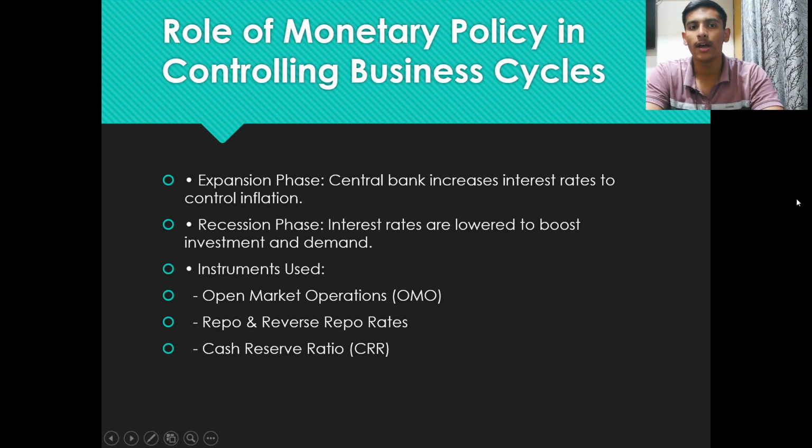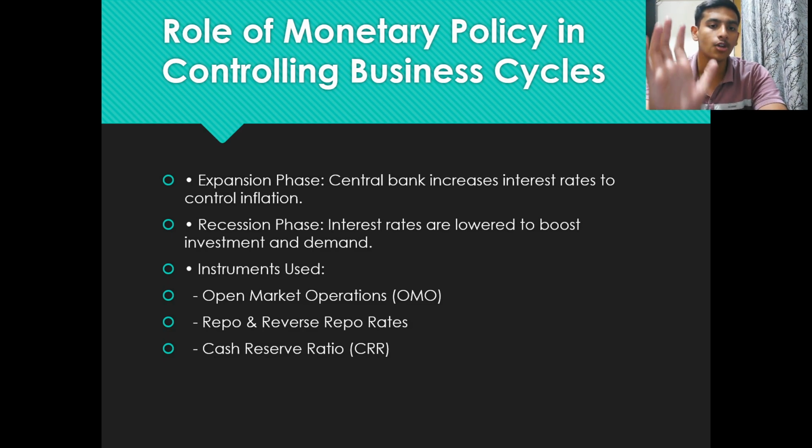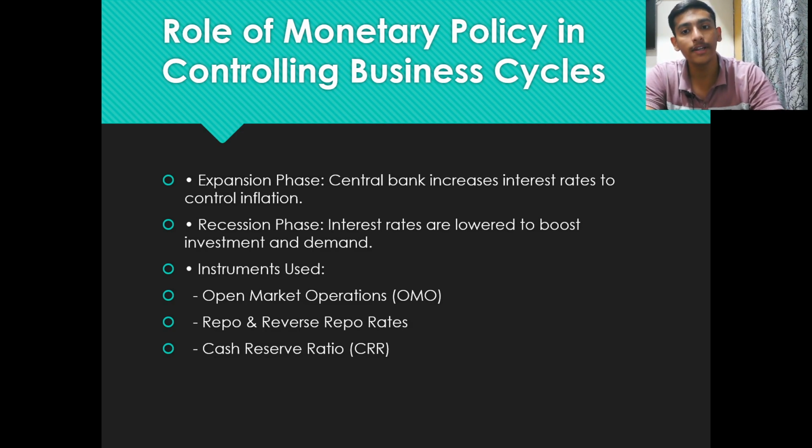Then the last point is regarding the role of monetary policy in controlling these business cycles. So in two phases, mainly the expansion phase and the recession phase, we can see that in the expansion phase the central bank increases its interest rates to control inflation in its entirety. When the central bank increases the interest rates, it will burden the company or the business. But since it is in an expansion phase, a growing phase, it won't be facing such problems. Then next, in the recession phase, interest rates will be lowered to boost investment and demand so as to stabilize the business.